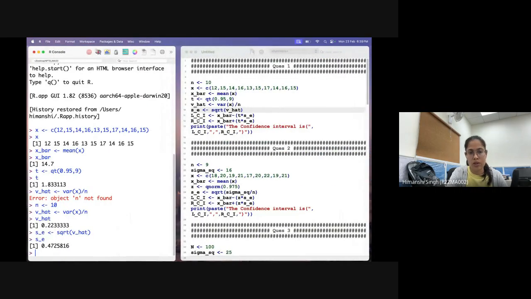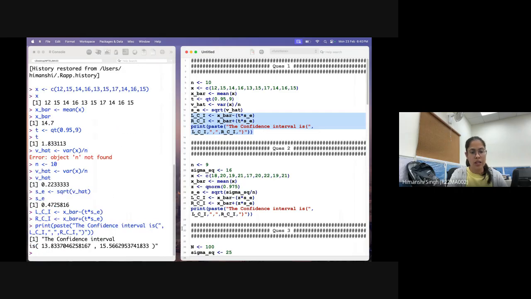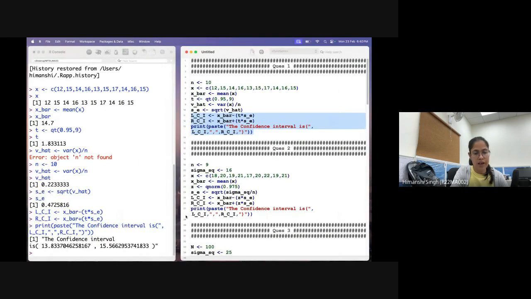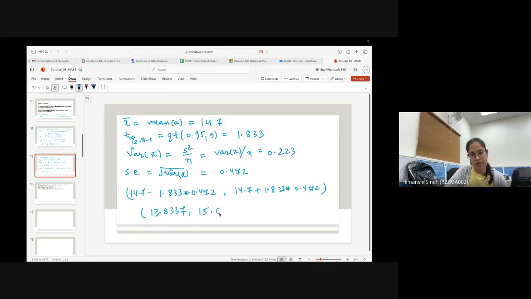Let me show you this. So here I have calculated x bar minus this quantity and stored it in LCI, and this one in RCI. Then I have just calculated the confidence interval. If I run it, you can see the confidence interval is 13.8337 comma 15.5662. So this is basically the confidence interval.